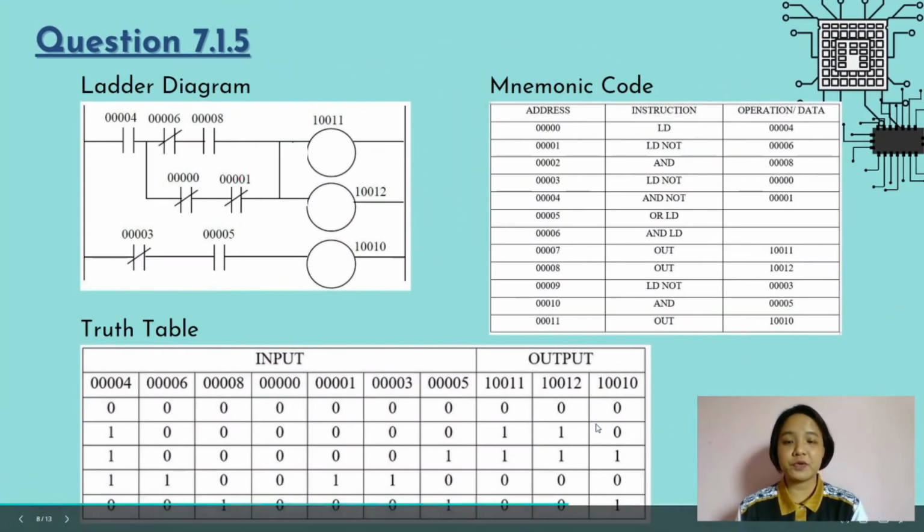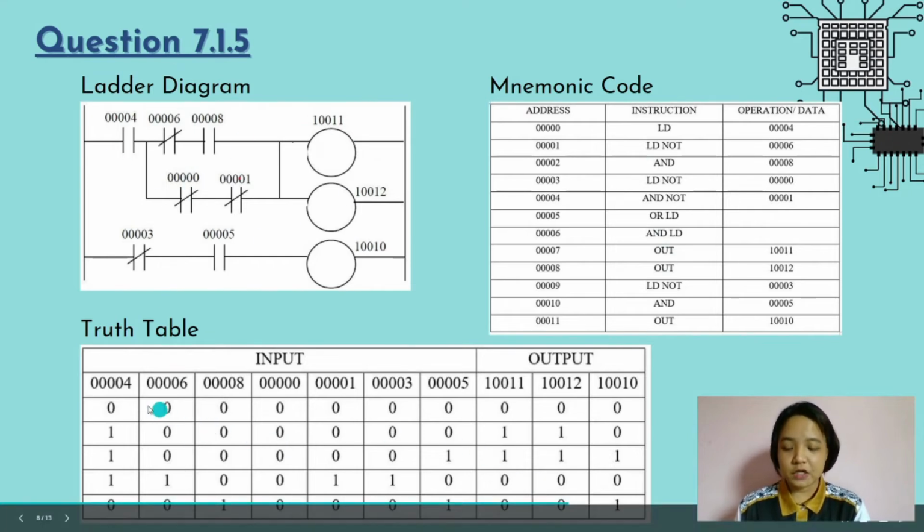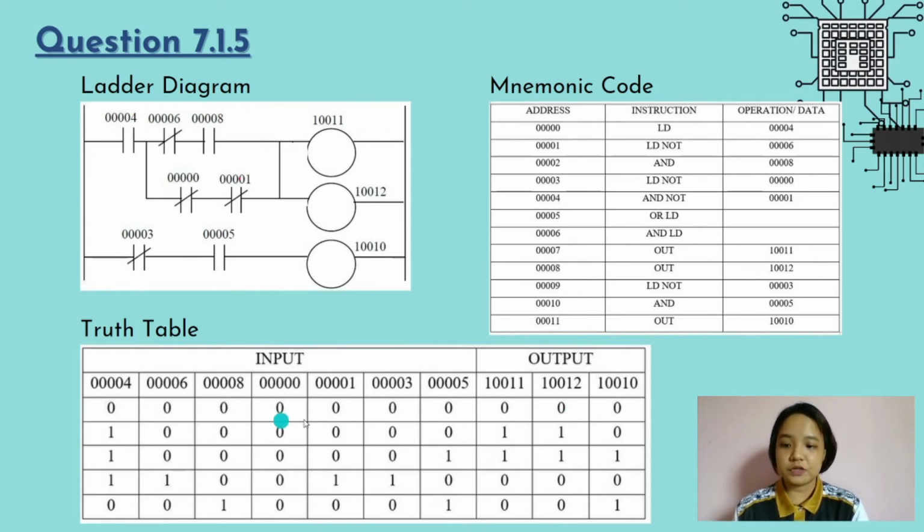So for question 7.1.5, this is the ladder diagram, this is the mnemonic code that is generated from this ladder diagram, and this is the truth table. For each of the inputs, we assume the value and then we come up with the output. For example, the first one, which is 0000 for all the inputs. Let me explain. When 0004 is in zero condition, which is off, it is normally open. When it is normally open, the current will not flow through. Therefore, there will be no current through this branch and this branch. So the output is 0, turned off.